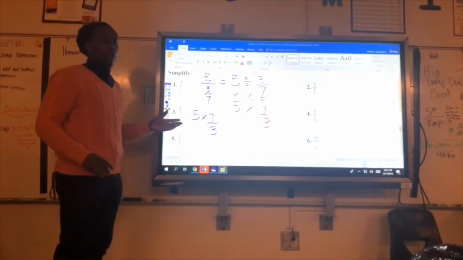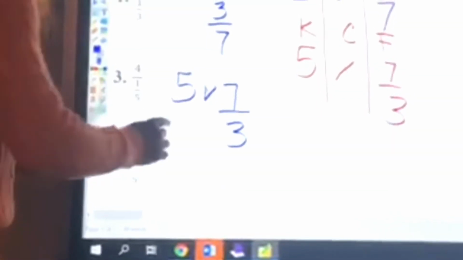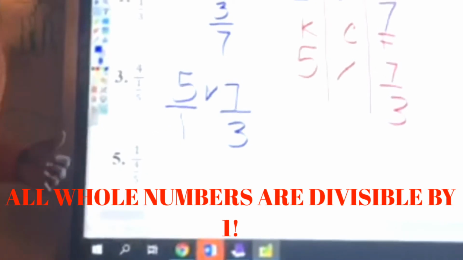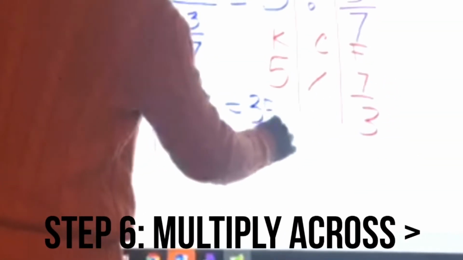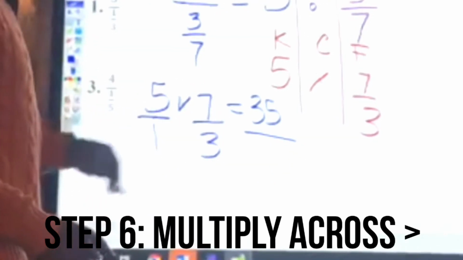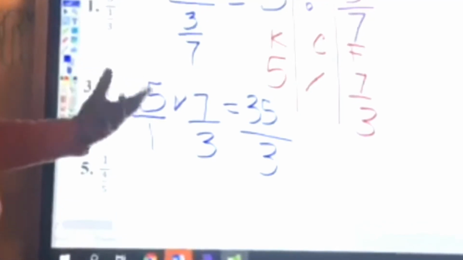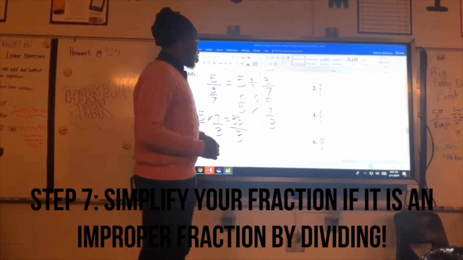Now 5 is a whole number, and all whole numbers are always divisible by 1, so I just put that over 1. 5 times 7 gives me 35. And then 1 times 3 gives me 3. But I know I'm not done because all fractions must be what? Simplified. All fractions must be simplified.